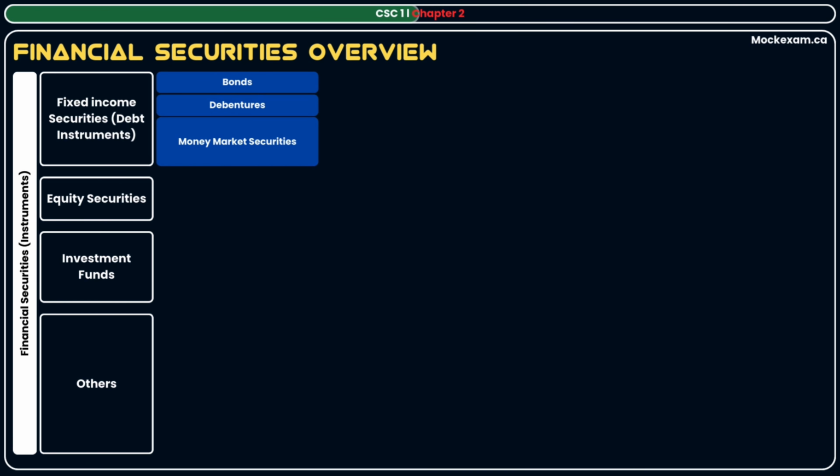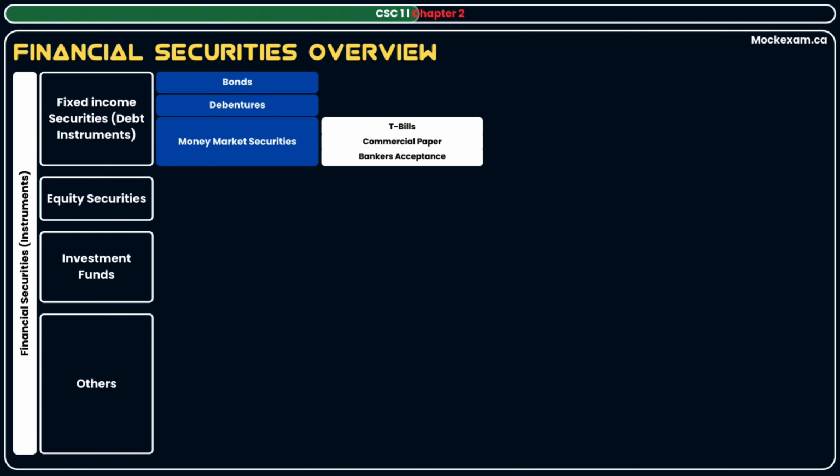Money market securities are categorized into T bills, commercial paper, and banker's acceptance. Please keep this in mind that this is just an overview, and we will talk about each of these securities in future lectures and chapters. I just wanted to give you a bird's-eye view of this categorization. Let's get to equity securities.